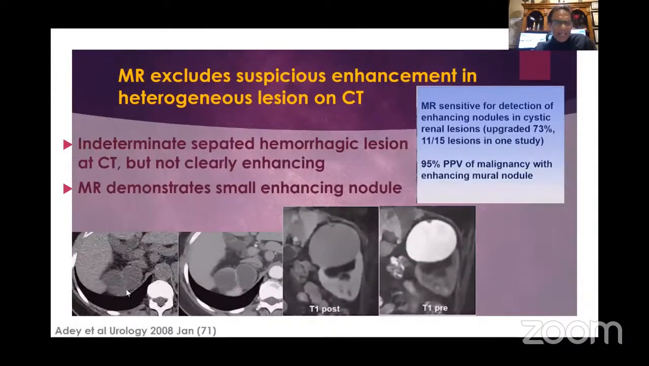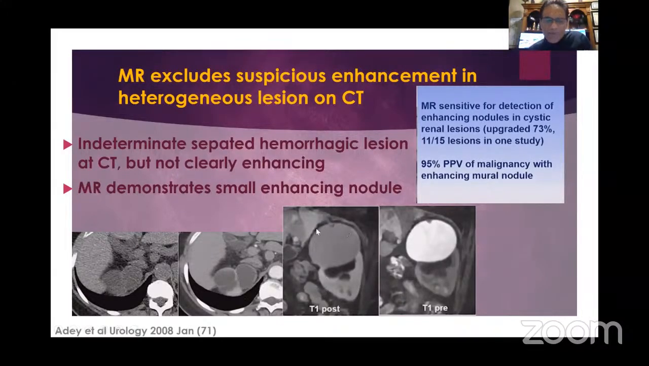This was an indeterminate lesion. This lesion was kind of bilobed or trilobed, and we can see following administration of IV contrast, you can see some septations within it. Is there some nodularity within it? So this was at least a 2F lesion by Bosniak classification.